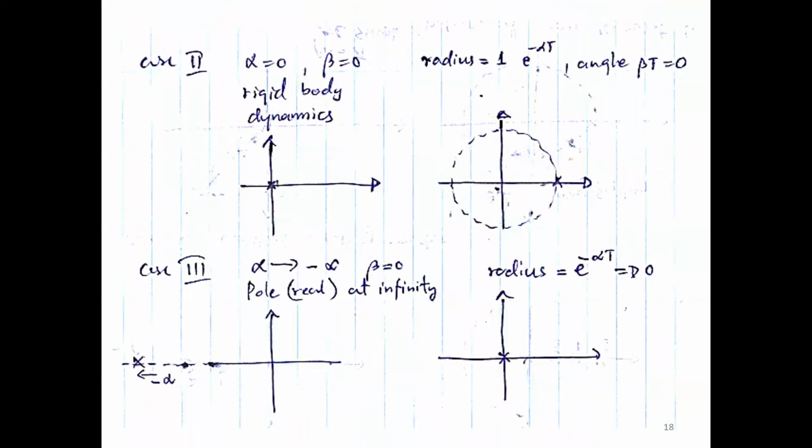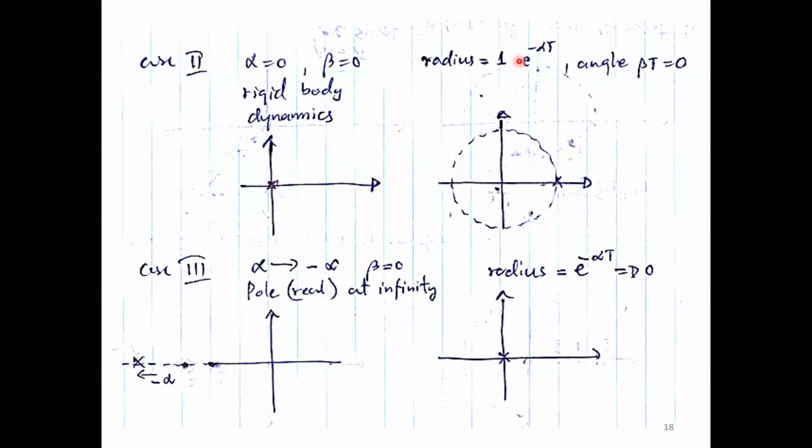What about case 2, where alpha is 0 and so is beta? Beta is also 0. So in that case, in the continuous time case, both the real and imaginary parts are 0. So your poles are right on the origin, right? And we saw that in the first semester, we call it rigid body dynamics. Because there's no damping or anything. Whatever you give to the system, it will immediately come out of the plant without any time delay or without any dynamics, right? Like a very rigid body, piece of rock.